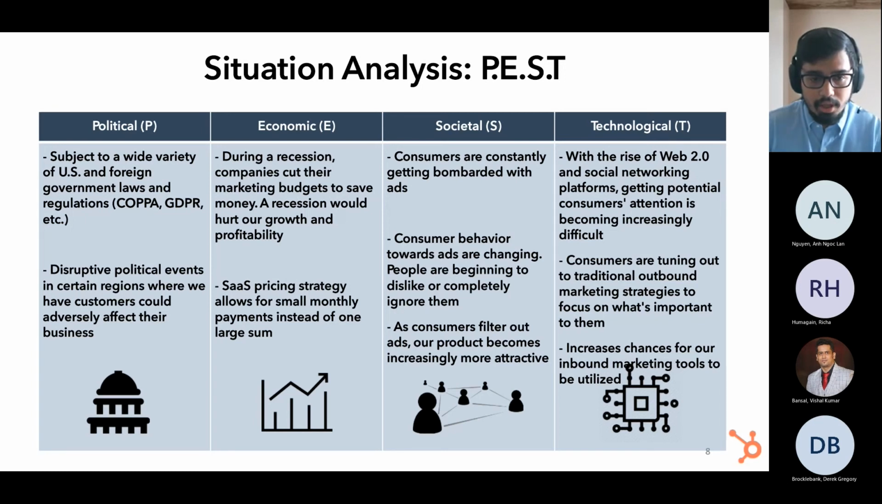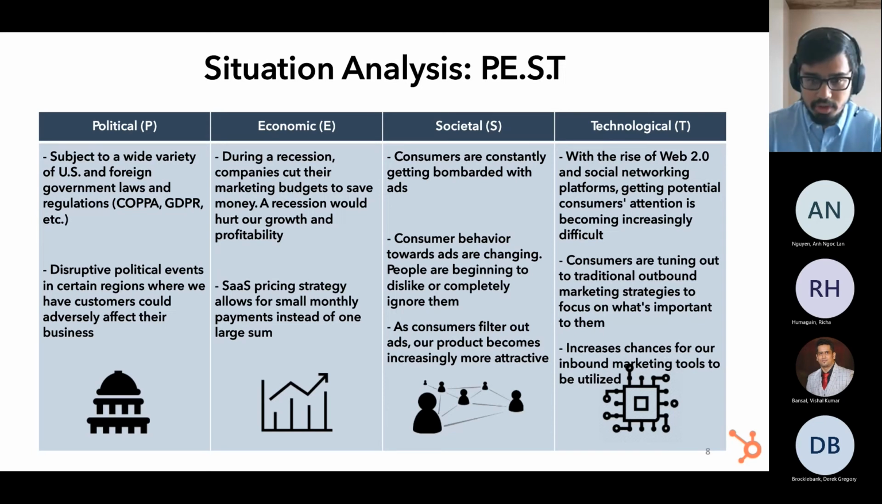And for our social environmental climate, with most of the world having access to a mobile phone and the internet, consumers are constantly being bombarded with ads everywhere. As such, we're seeing consumer behavior towards ads change where people are beginning to dislike them or completely ignore them. And some companies have even started creating business models that help consumers hide these ads, such as ad blockers.